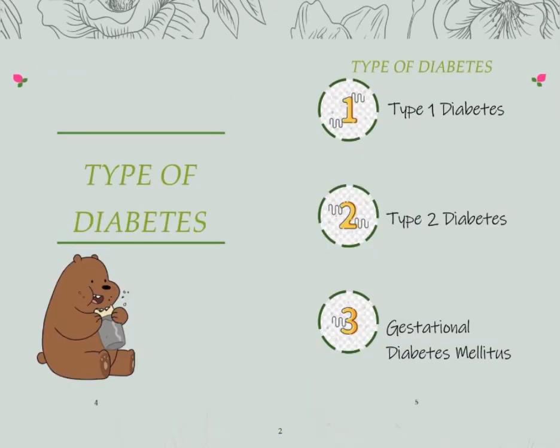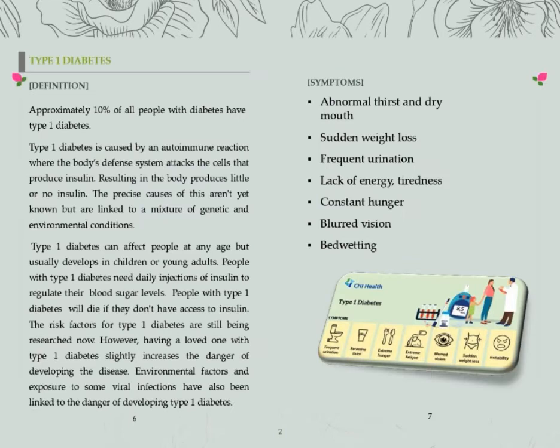There are three types of diabetes. First, let's look into the first type. The first one is type 1 diabetes. Type 1 diabetes is caused by an autoimmune reaction where the body's defense system attacks the cells that produce insulin. They need daily injection of insulin to regulate their blood sugar level. Type 1 diabetes may be caused by genes and environmental factors such as viruses that might trigger the disease.